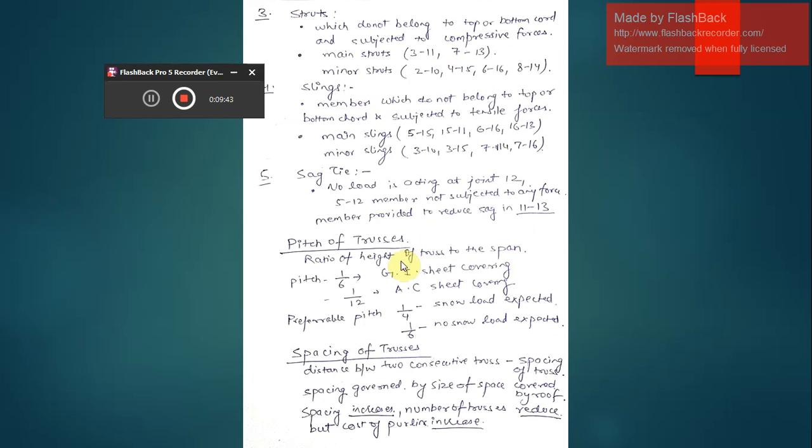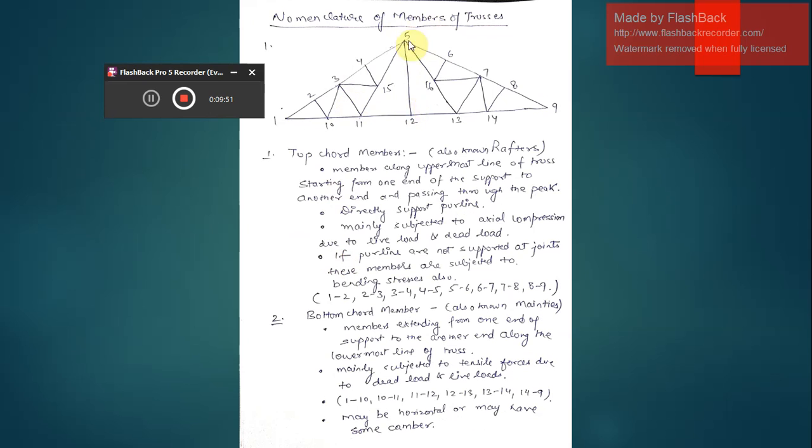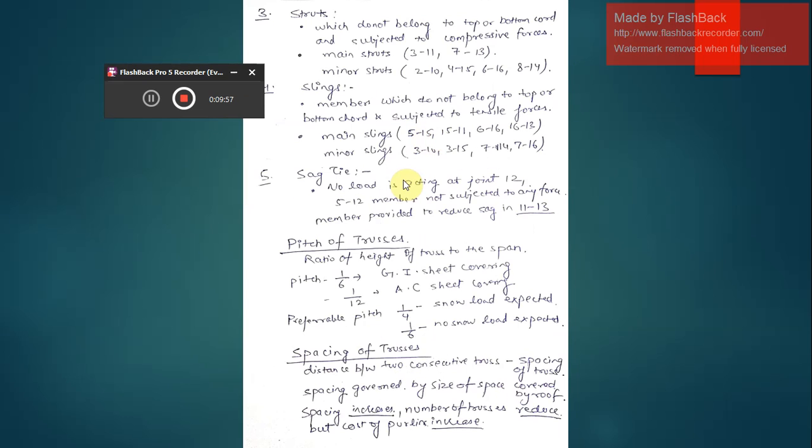Okay, now we will proceed forward. The pitch of the truss. What is the pitch? Pitch is actually the ratio of the height of the truss to the complete span of the truss.